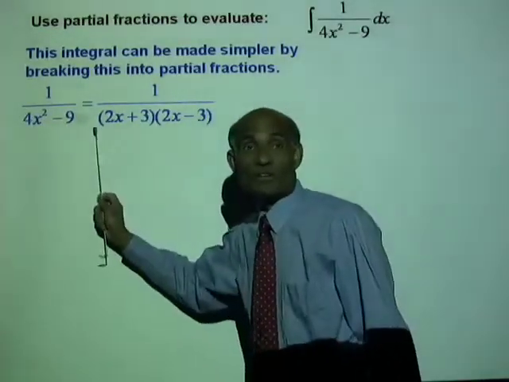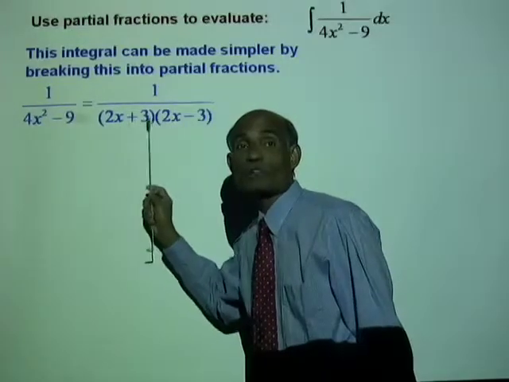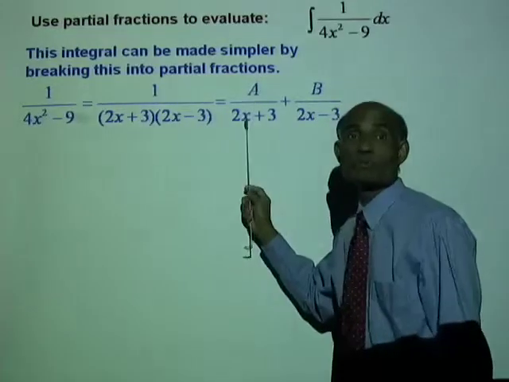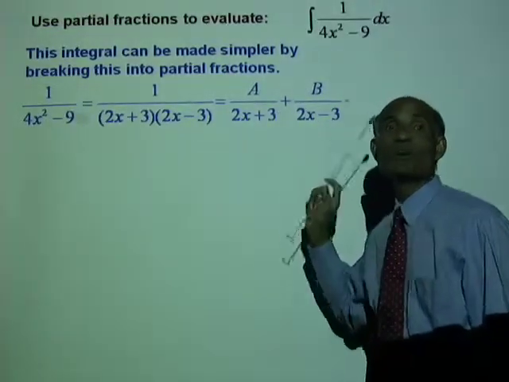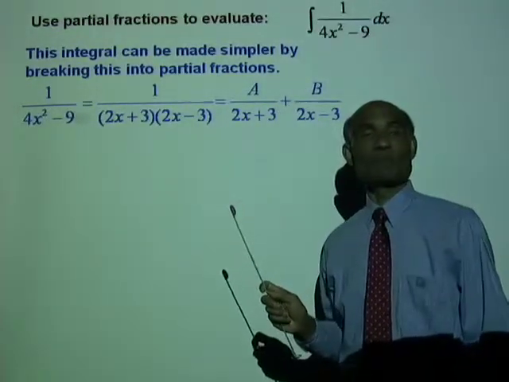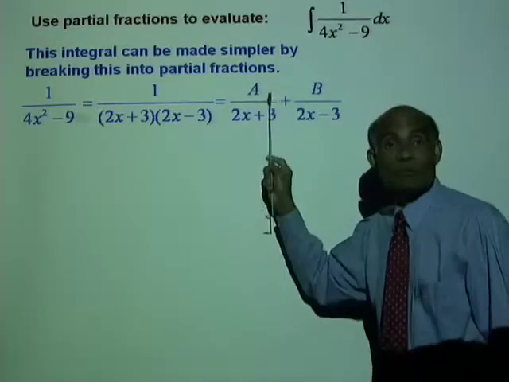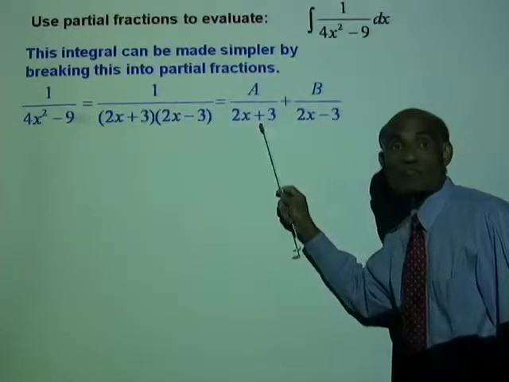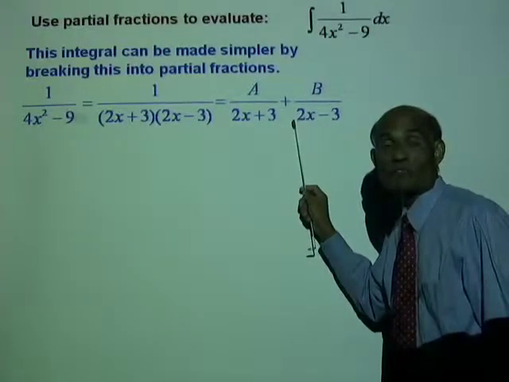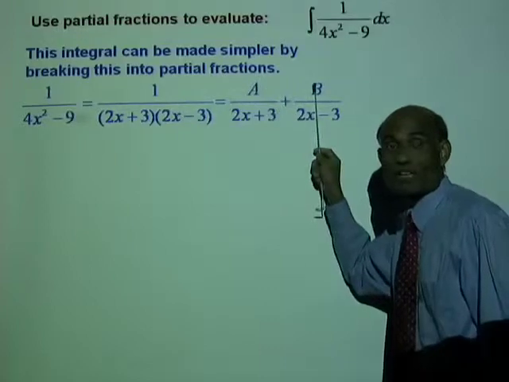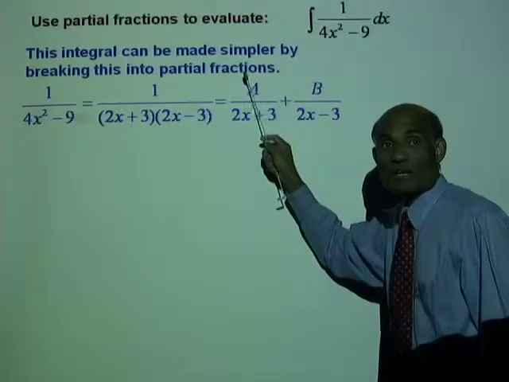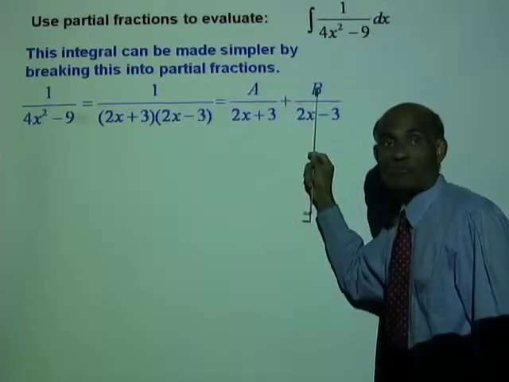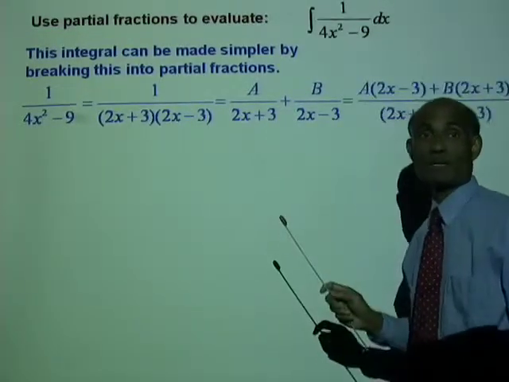And so, the denominator is now the product of two linear factors. So this will be written as a over 2x plus 3 plus b over 2x minus 3. What is the next step? Simplify this by taking 2x plus 3 times 2x minus 3 as the common denominator and construct your numerator. What will the numerator be? It will be a times 2x minus 3 plus b times 2x plus 3. There you go.